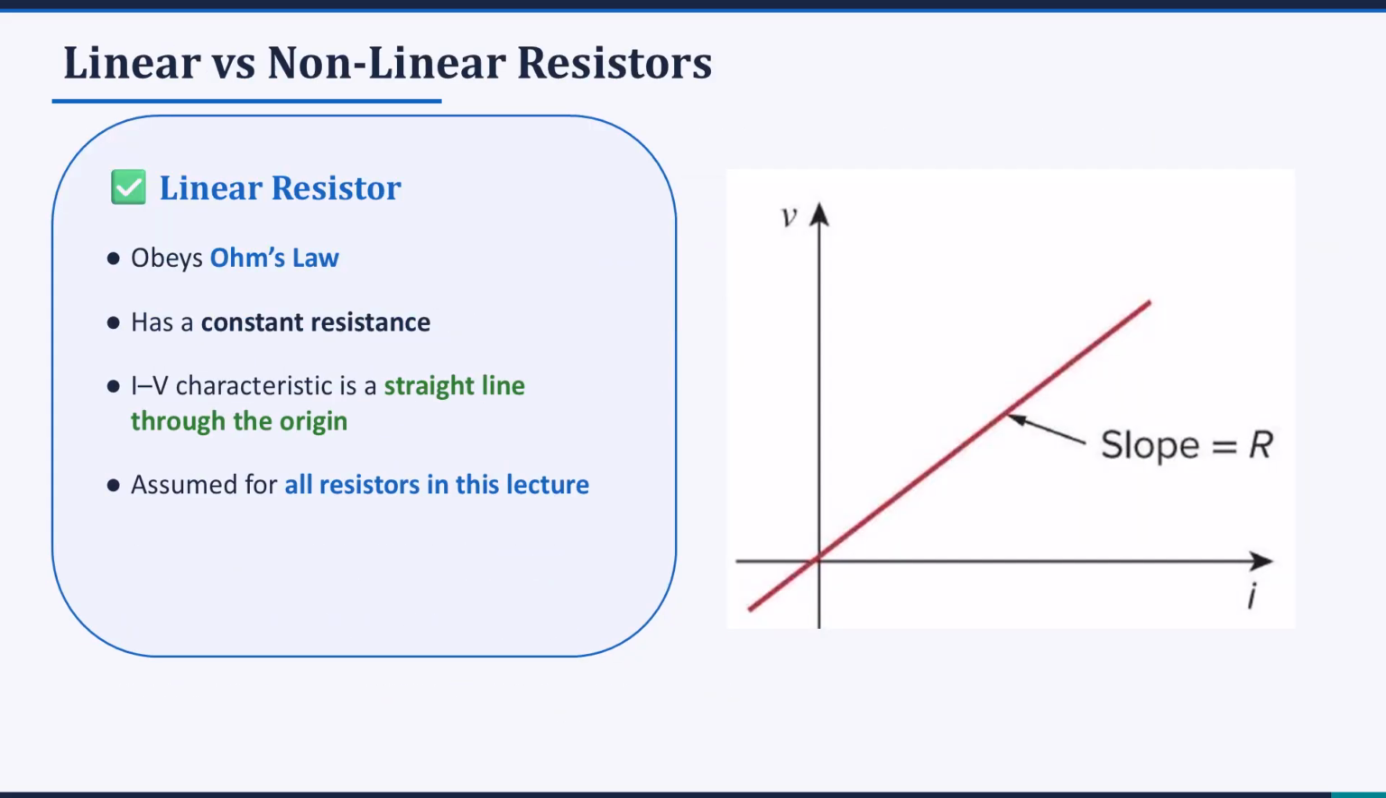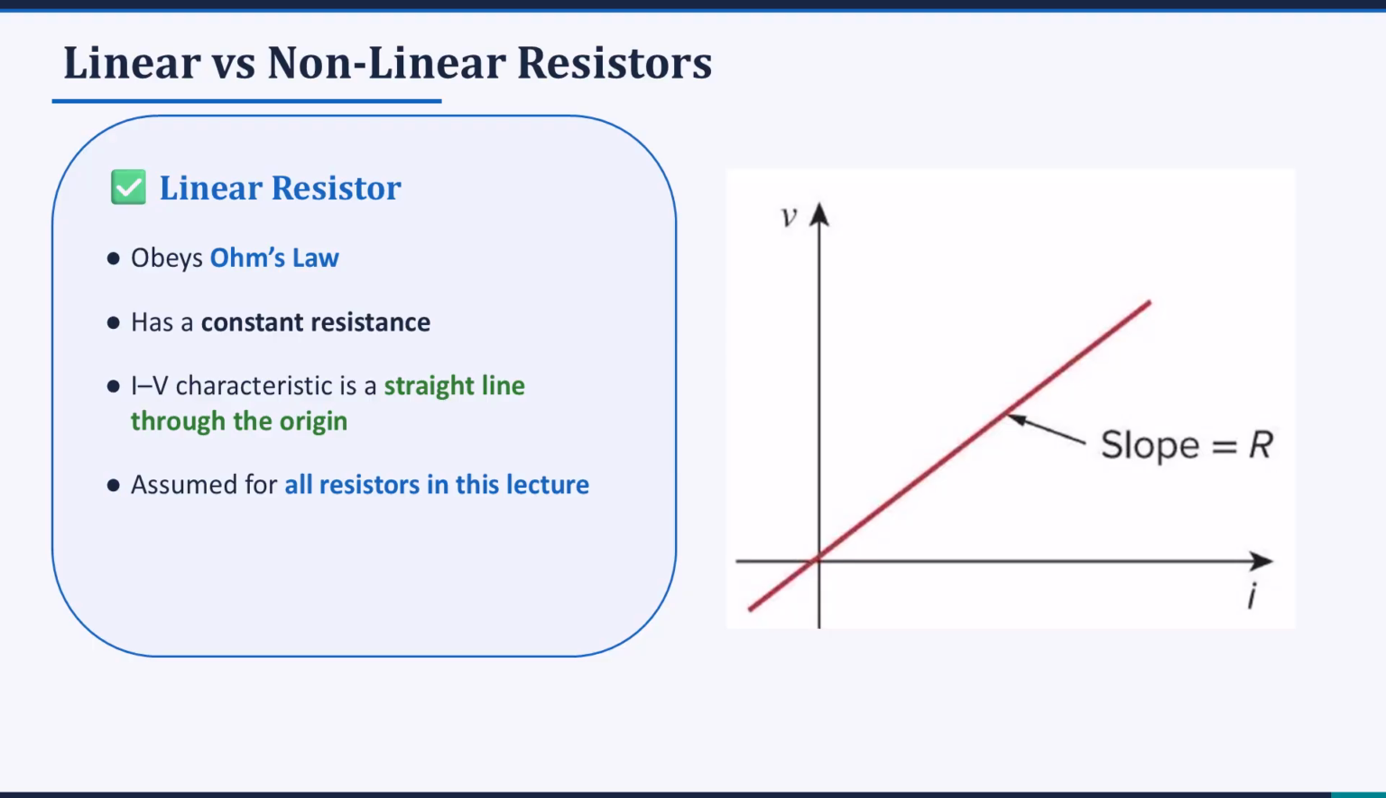Now, let us talk about what kind of resistor we are actually assuming when we apply Ohm's law. We call it a linear resistor. A linear resistor is one that obeys Ohm's law. It has a constant resistance value regardless of the voltage applied or the current flowing.